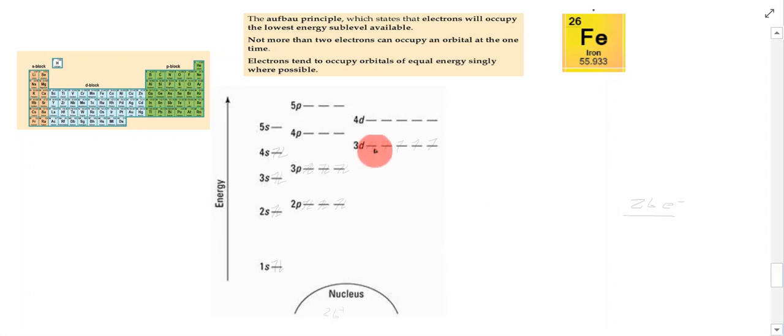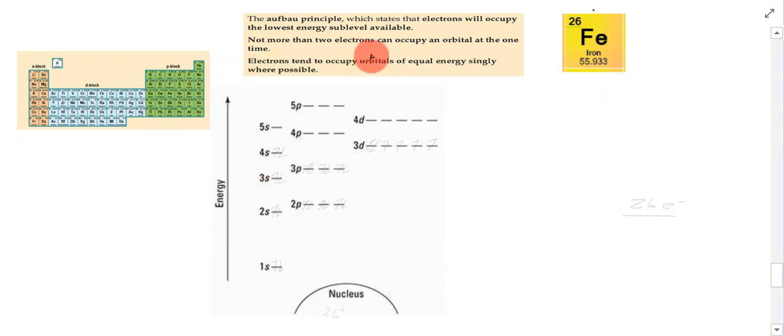So it'll look something like this. This first orbital is completely full, and then these are singly filled as well. This kind of goes in line with these principles here. The Aufbau principle states that electrons will occupy the lowest energy sublevels available. So they'll start filling up from the lowest energy levels available. We start down here and we work our way up.